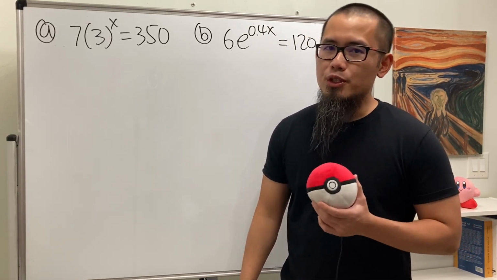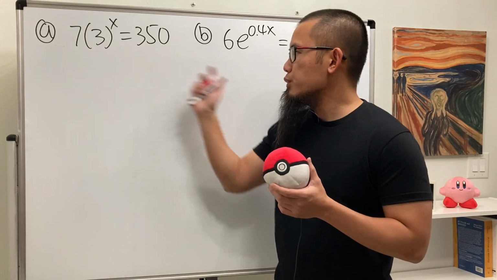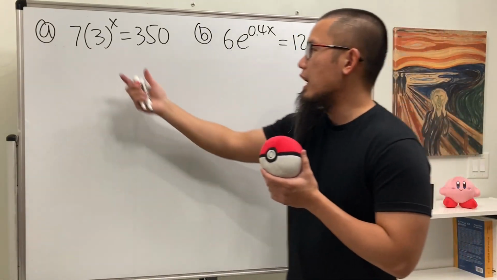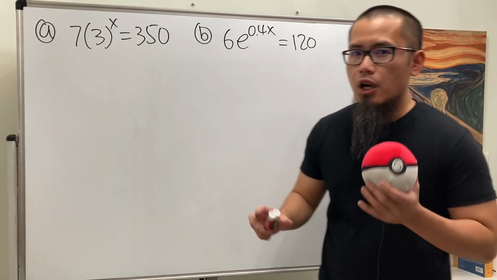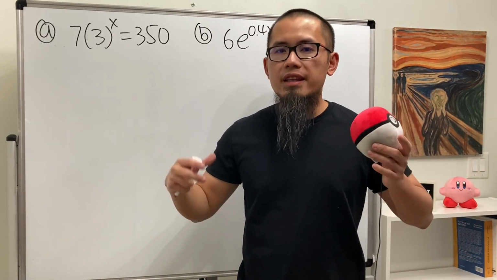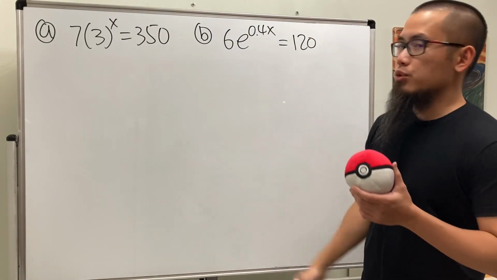How do we solve exponential equations? In this video, we'll do four examples. And you can see that the first two examples are not so bad because we only have one exponential part. But then the other two examples, we'll see that we have two exponential parts and they have different bases. So we will see how to deal with that. By the way, let's take up these two first.